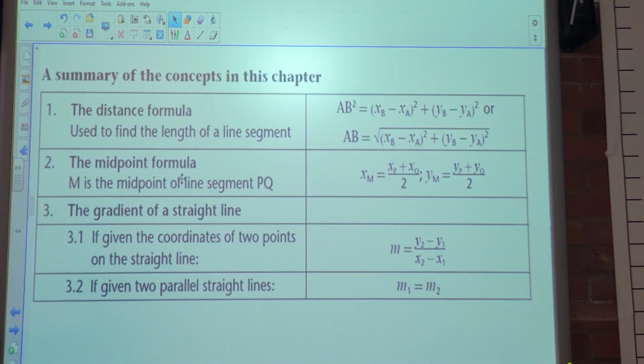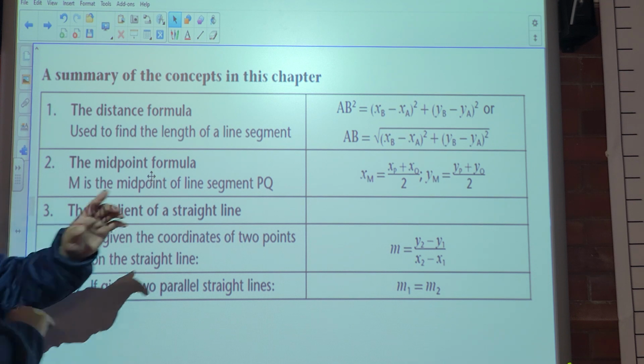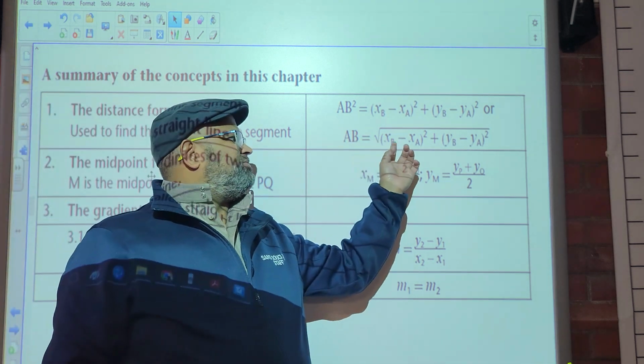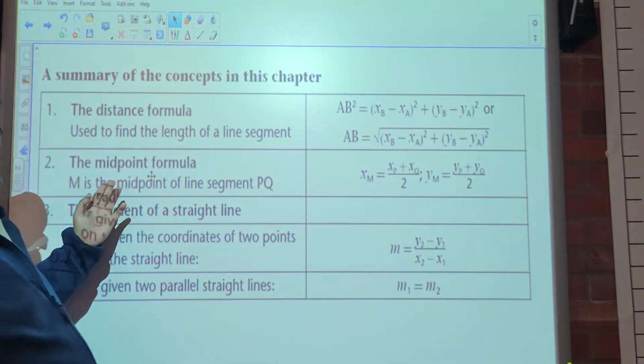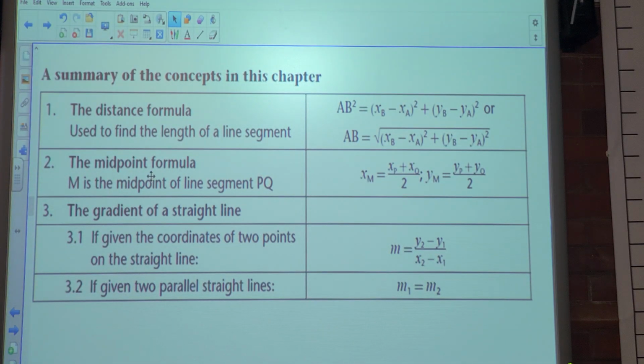Okay, so just take a summary here. In summary, we know that the summary of concepts in this chapter: the distance formula is the square root of x2 minus x1 squared plus y2 minus y1 squared. Well, if you are the kind of person that wants to use a's and b's, no problem. Use a's and b's. AB is equal to the square root of xB minus xA all squared plus yB minus yA all squared. Then we got the midpoint formula, which is x1 plus x2 over 2, y1 plus y2 over 2, or the formula that they have there.